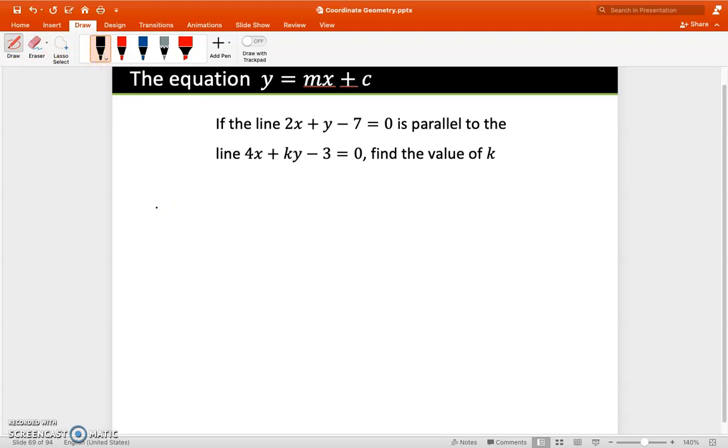What we've got is: if the line 2x plus y minus 7 is parallel to the line 4x plus ky minus 3, find the value of k. So all you're going to do is the exact same thing that we've been doing. Don't worry that there's a k there.